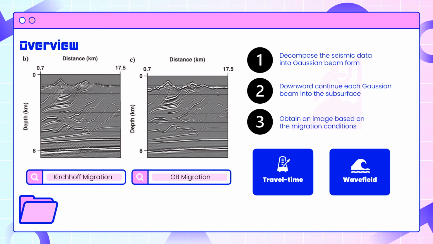Wave field-based Gaussian beam migration is similar to migration methods based on the two-way wave equation, referred to as reverse time migration. It relies on the calculation of the forward and backward propagated wave fields using Gaussian beam propagation operators. The subsurface image is obtained by calculating the coherence between the forward and backward propagated wave fields.